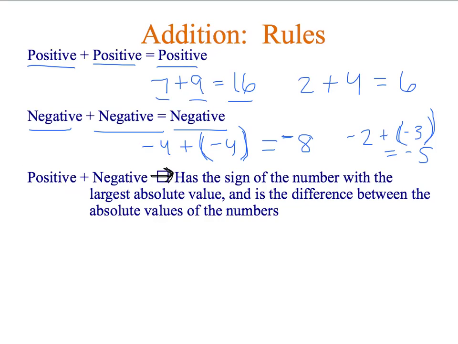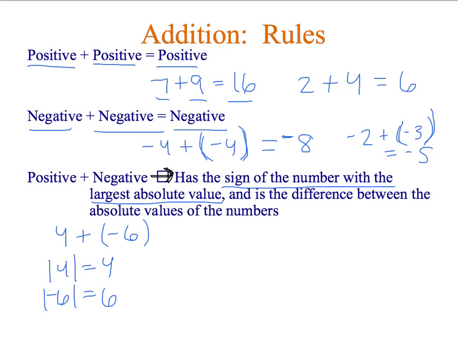So if we have a positive number like 4 and we add a negative number like negative 6, it tells us that it has the sign of the number with the largest absolute value. So we know the absolute value of 4 is equal to 4. The absolute value of negative 6 is equal to 6. So 6 has the largest absolute value. 6 is also the negative number. So we know that our answer is going to have the sign of the number with the largest absolute value. So it's going to be negative.